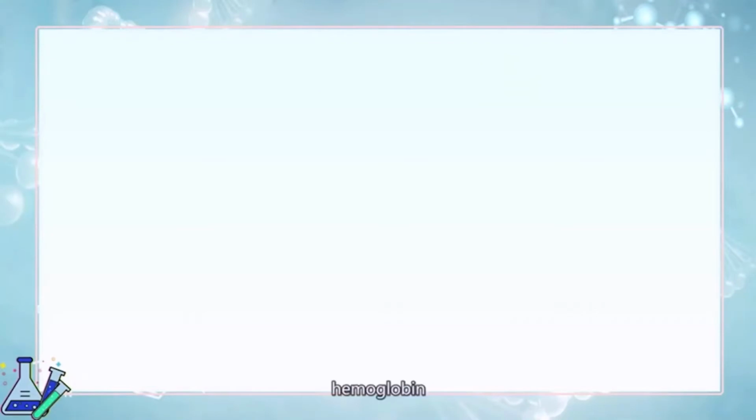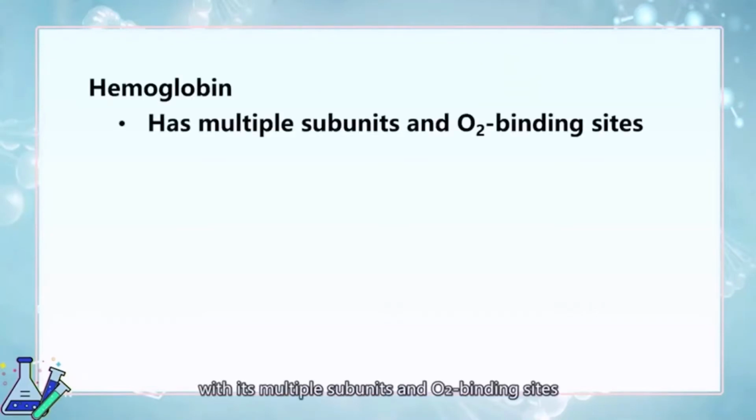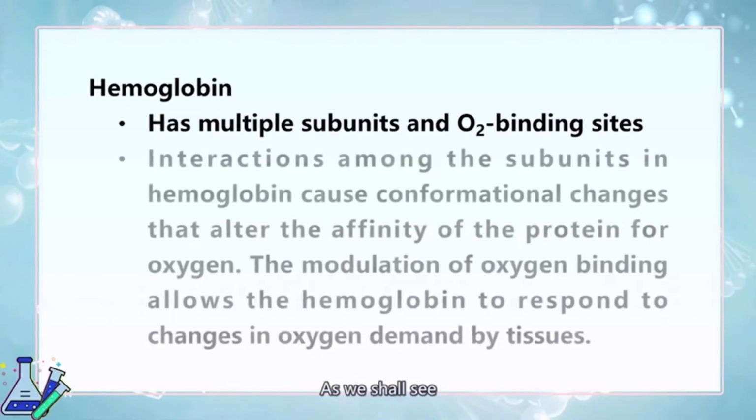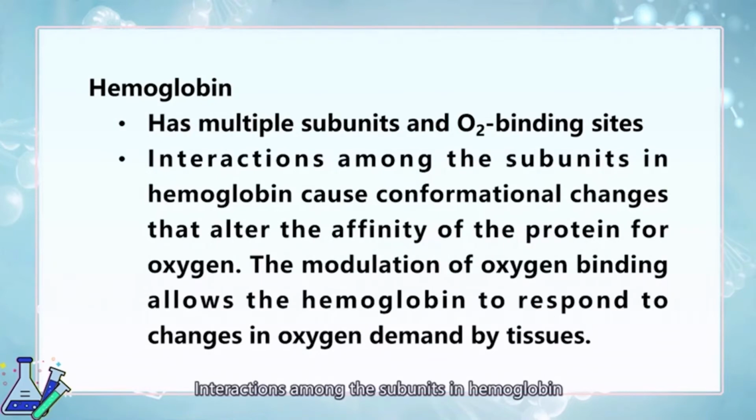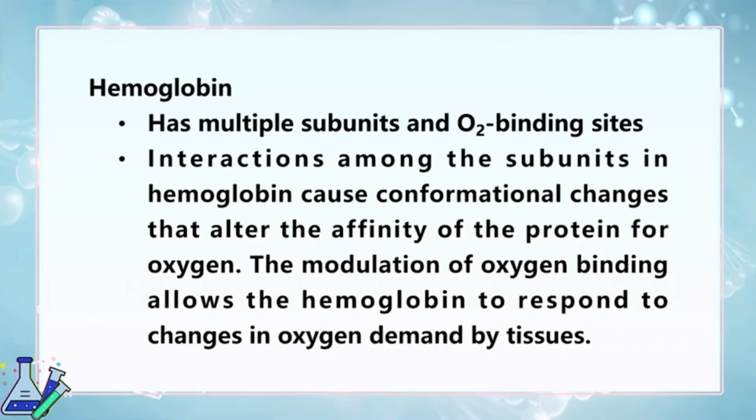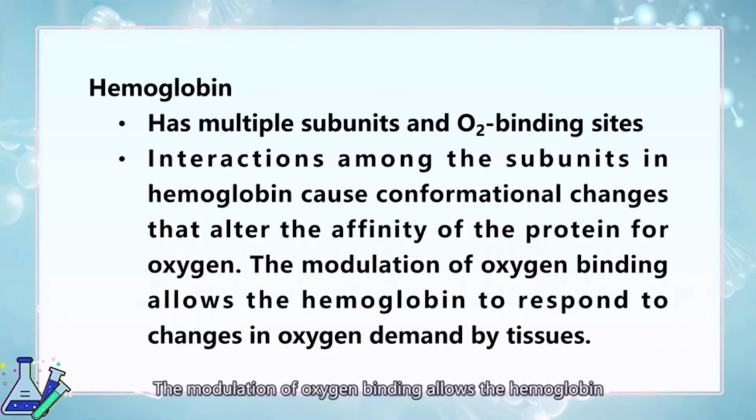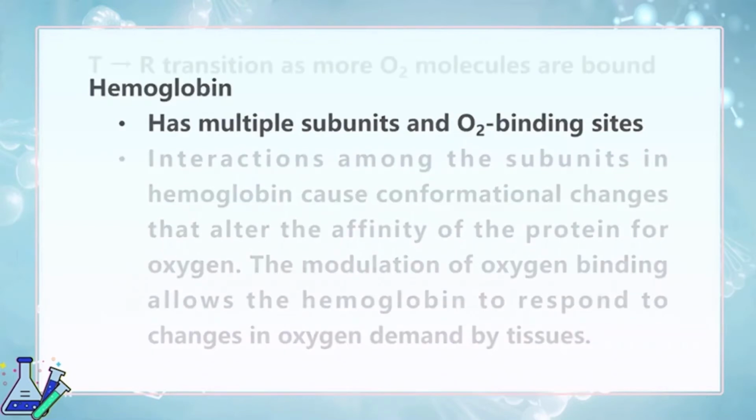However, hemoglobin, with its multiple subunits and oxygen binding sites, is better suited to oxygen transport. As we shall see, interactions among the subunits in hemoglobin cause conformational changes that alter the affinity of the proteins for oxygen. The modulation of oxygen binding allows the hemoglobin to respond to changes in oxygen demand by tissues.